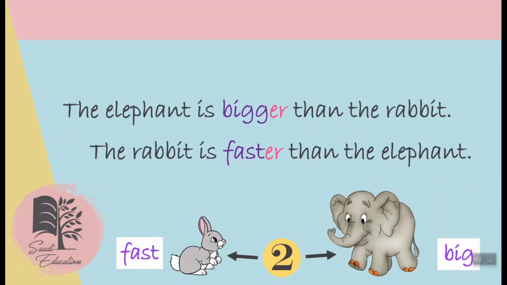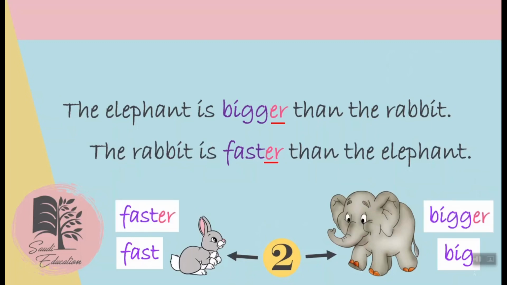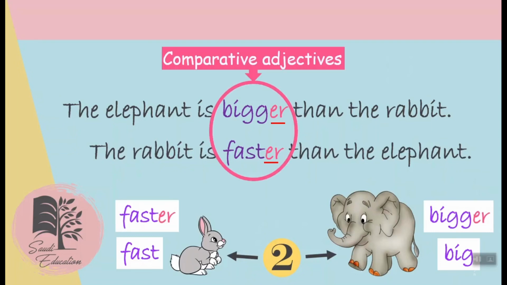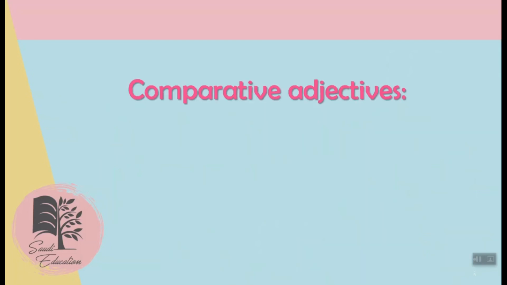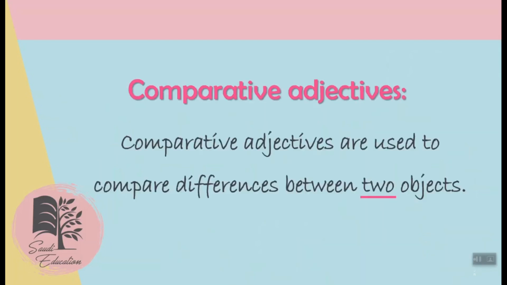Notice that we just added er at the end of the adjectives. Big became bigger, fast became faster. The words bigger and faster are comparative adjectives. What are comparative adjectives? Comparative adjectives are used to compare differences between two objects.